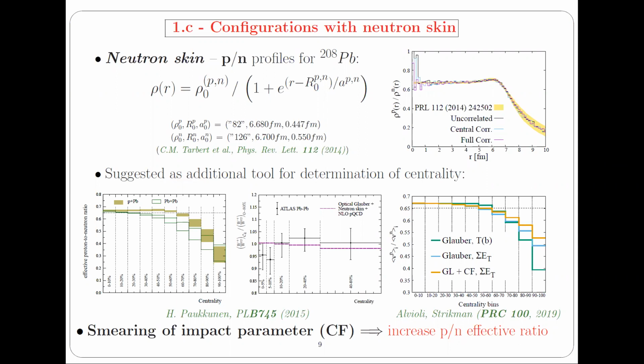And we found that the use of correlated configurations, in addition to something which I will describe in a few minutes, called color fluctuations, gives a smearing of impact parameter, and we actually have an increase of the PN effective ratio, as in the right figure. As you see, the yellow bins are higher than predicted with the simple Glauber.